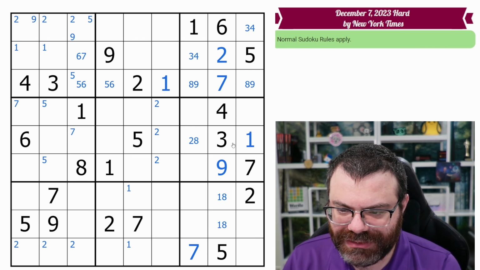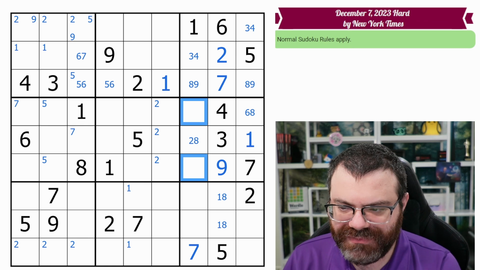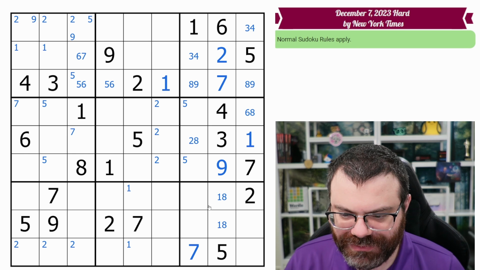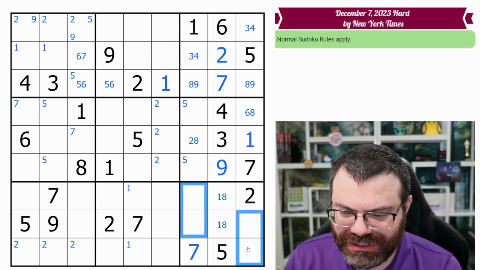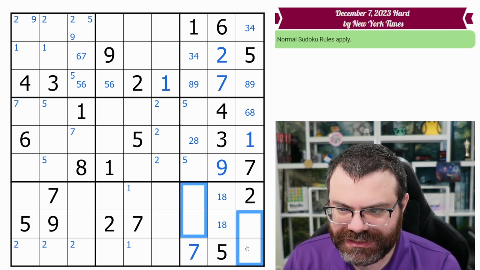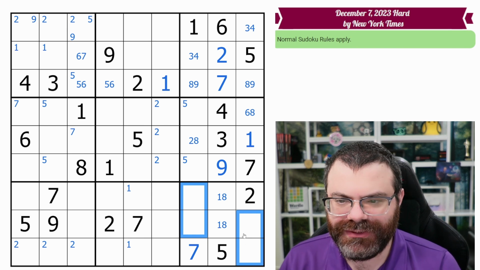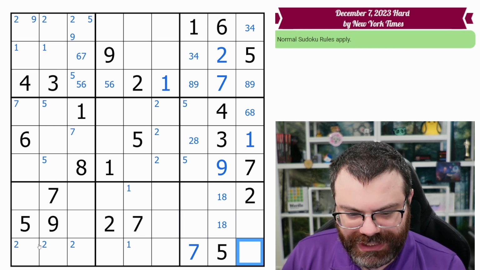This can't be 9 anymore. Let's think about this box. It needs 2, 5, 6, 8. This is not 2 or 5, so this is only 6, 8. So 5 is in one of these two cells. We would have seen that with a vertical scan, but let's think about this box. We need 3, 4, 6, 9. I'm not really seeing a restriction on 3, 4, 6, 9 here. Unfortunate. Okay.